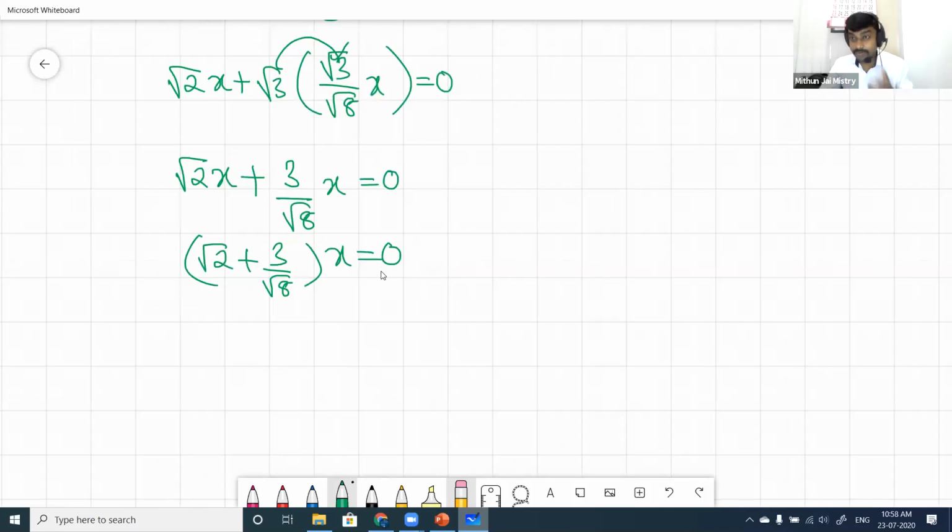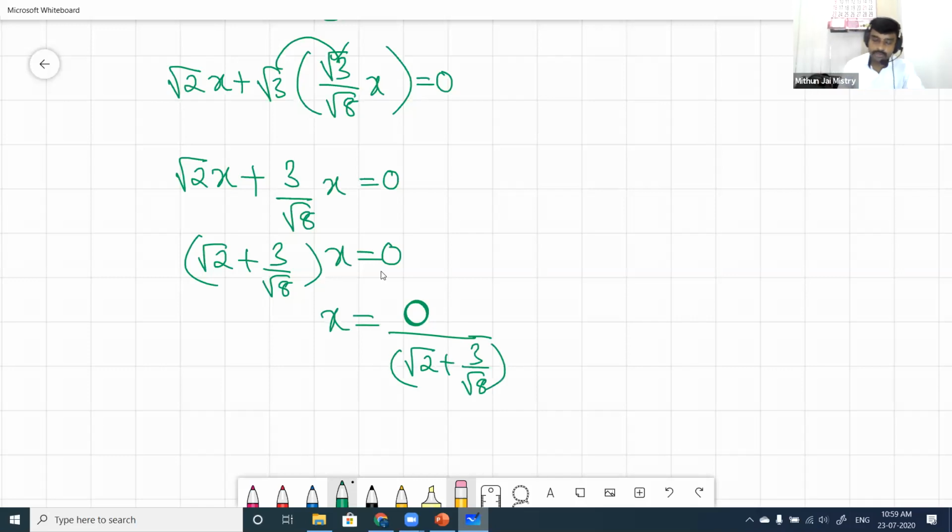We want x. So other than x, whatever is there, you need to take to the right hand side. And that thing is in multiplication, children, so you will get 0 by the bracket, that is 0 by root 2 plus 3 by root 8. And 0 by anything other than 0 will be 0. So in this manner, we are getting x is equal to 0. Sai Dikshit, correct.